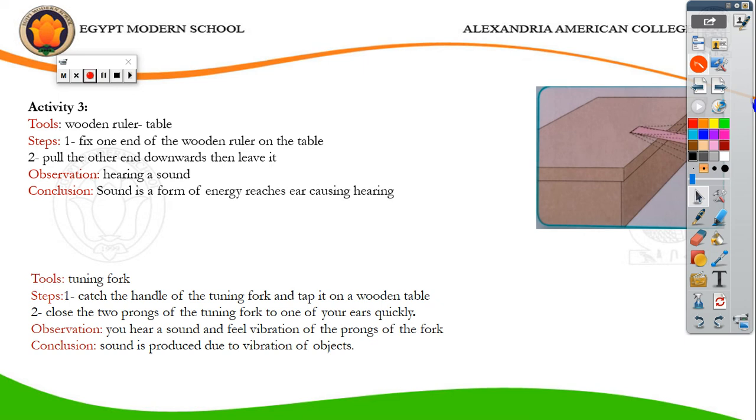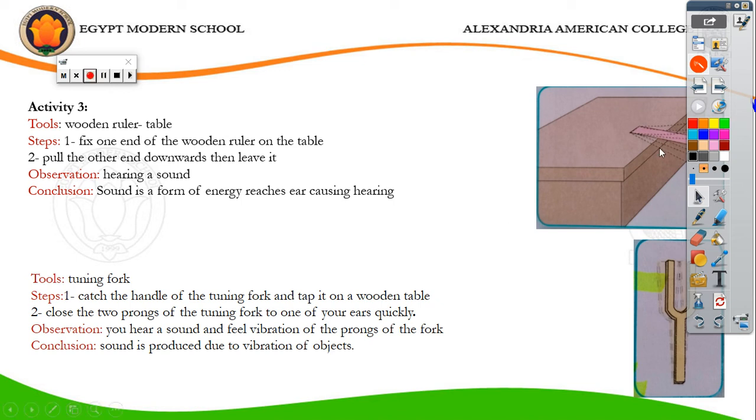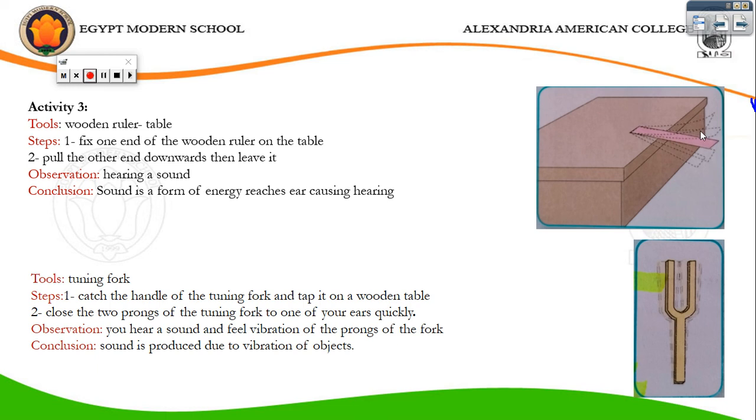Activity 3, this is for the sound. Tools: wooden ruler, table. Step 1, fix one end of the wooden ruler on the table, pull the other end downwards and leave it like this picture. Hearing a sound. This is my observation. Sound is a form of energy that reaches the ear causing hearing. Try it at home.